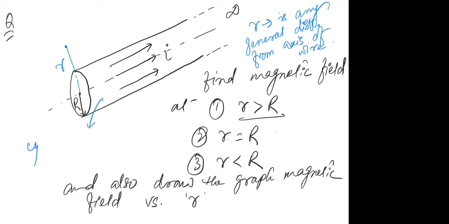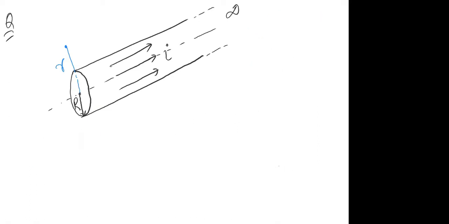And remember, this is a cylindrical wire. Note down this question, we will discuss it. Cylindrical wire. First, we have to find out the magnetic field at a point which is outside the wire. What will be the first step to use?